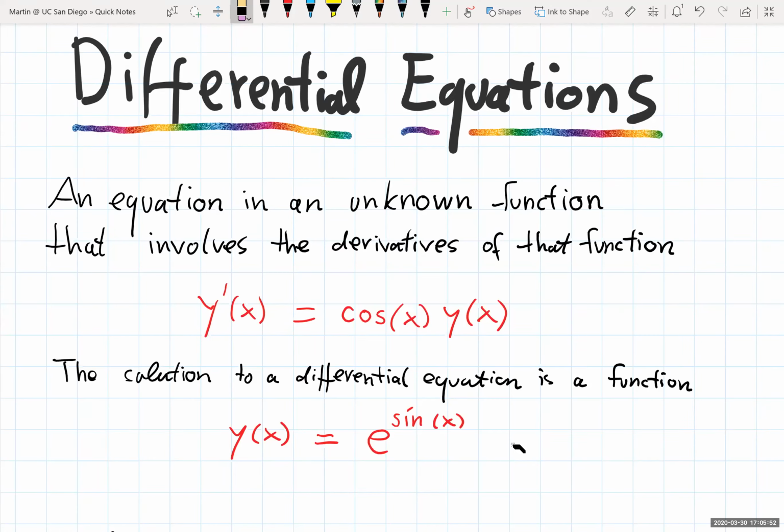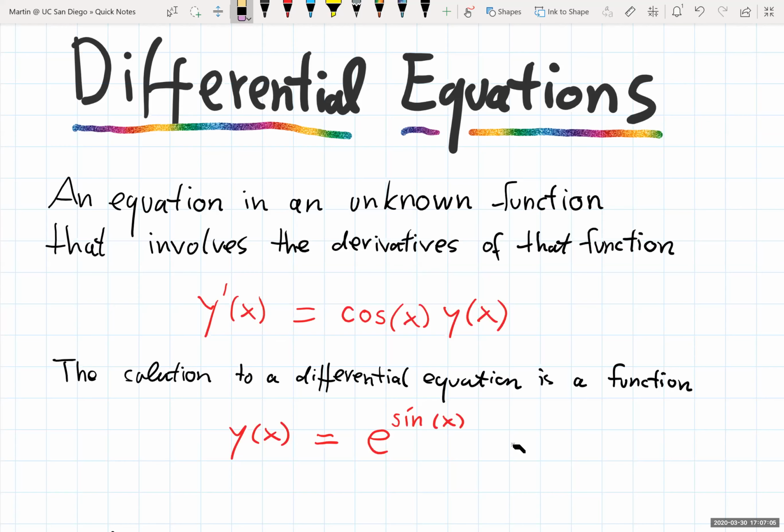Welcome. Let us begin with a review of differential equations. Now, most likely you've already seen differential equations in your calculus classes, in particular Calculus 20D. What we remember from our calculus classes is that a differential equation is an equation in an unknown function that involves the derivatives of that function. It is called a differential equation because, well, it involves the derivatives of the unknown function.